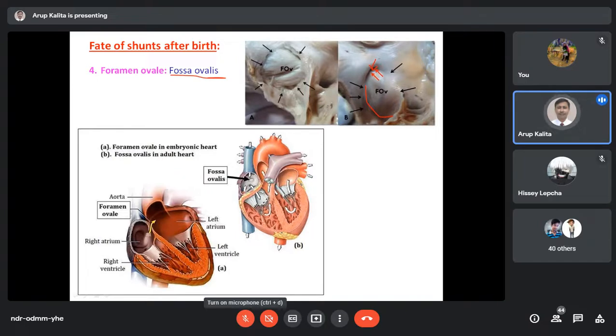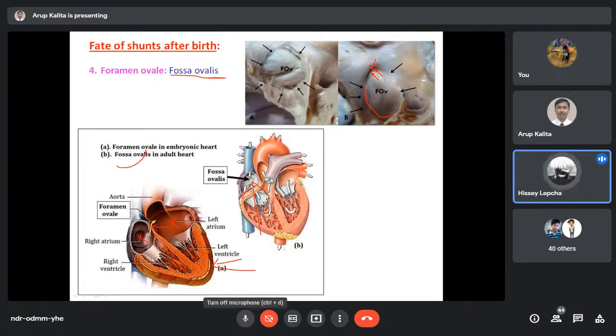Now here you see in this photograph, this is the fetal heart. In the fetal heart, this is the right atrium, this is the left atrium. Have you seen one foramen here? So this foramen is called foramen ovale. After birth, this foramen will close and be found as a fossa ovalis like this. This one is the fossa ovalis. Have you seen?